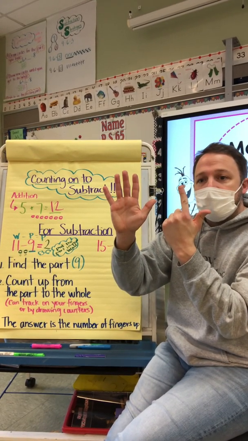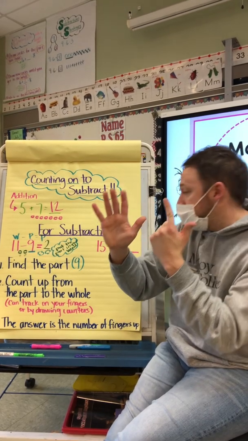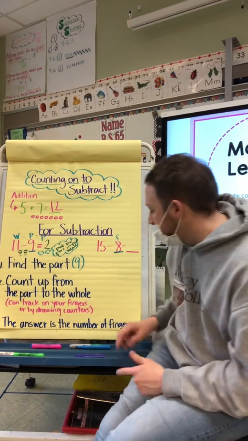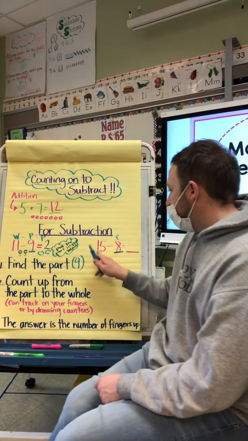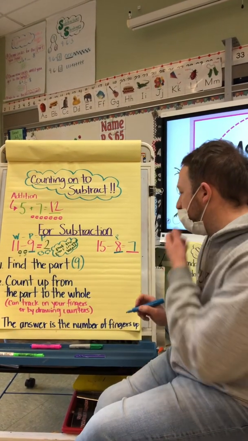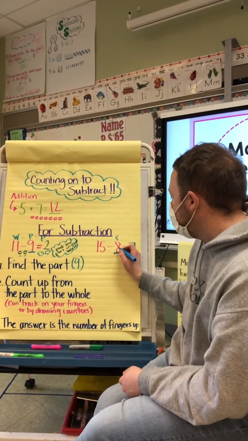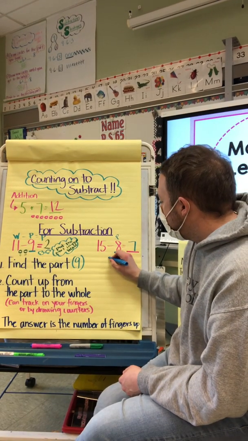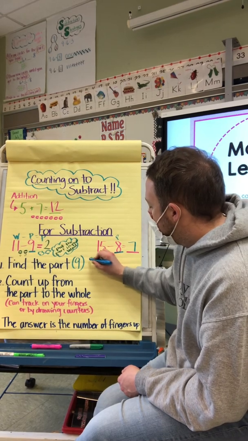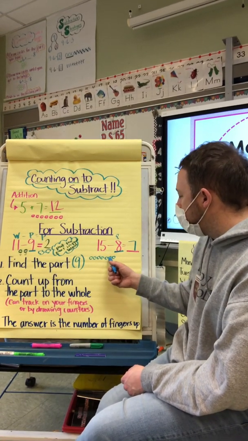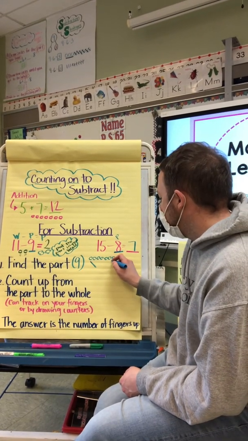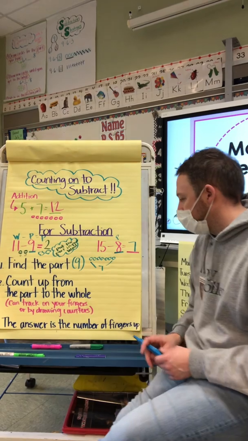How many fingers do I have up? 7, right? So the number of fingers you have up is your answer. So 15 minus 8 equals 7, okay? And you could have done it this way. You're at 8, 9, 10, 11, 12, 13, 14, 15. And if you count them up, 1, 2, 3, 4, 5, 6, 7, okay? So either way, you still get 7.